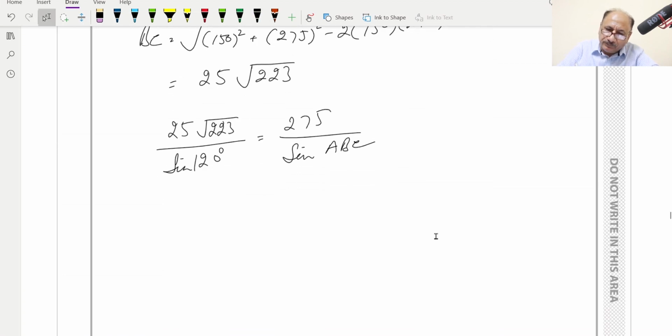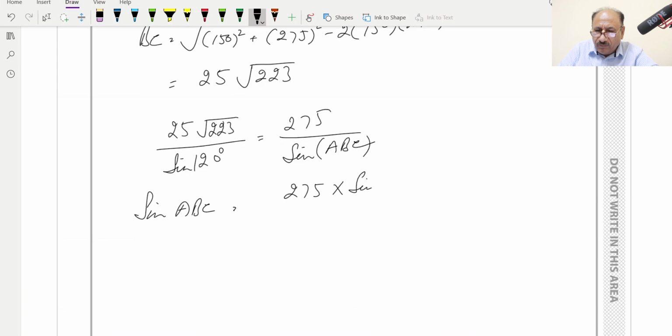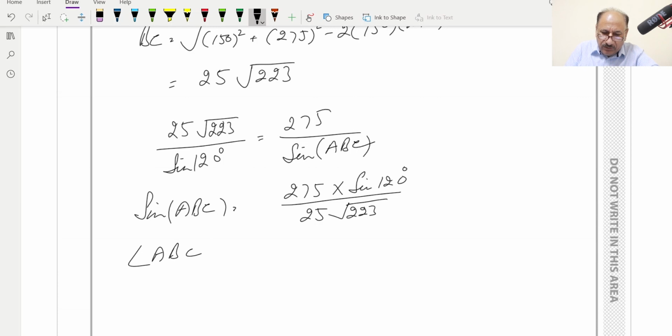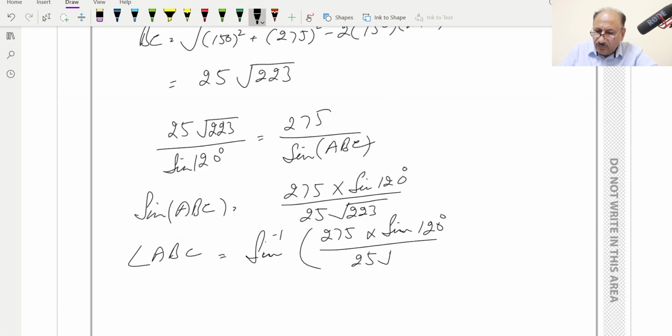Now we can find this one. Sine of angle ABC will be equal to 275 into sine of 120 degrees divided by 25 square root of 223, and angle ABC will be equal to sine inverse of 275 into sine of 120 degrees divided by 25 square root of 223.